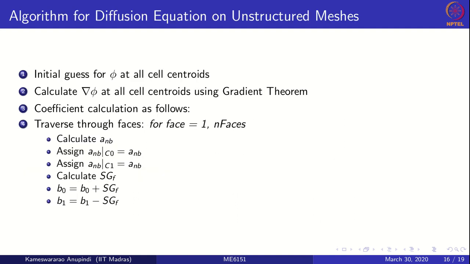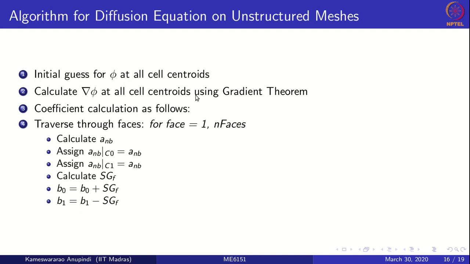Let's look at the complete algorithm as it stands for solving the diffusion equation on an unstructured non-orthogonal mesh. Initially we start off with phi at the cell centroids, right? That is the first step, because if you want to use an iterative method, you guess phi at the cell centroids and also at the face centroids, where you have to apply a Neumann boundary condition, or a mixed boundary condition.